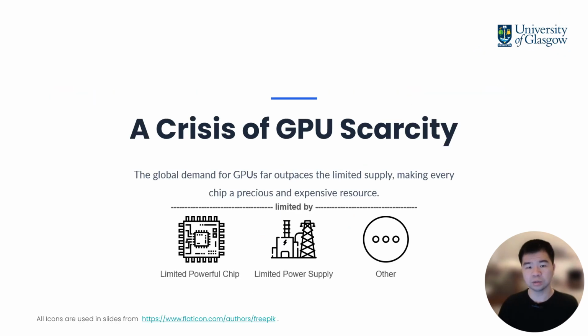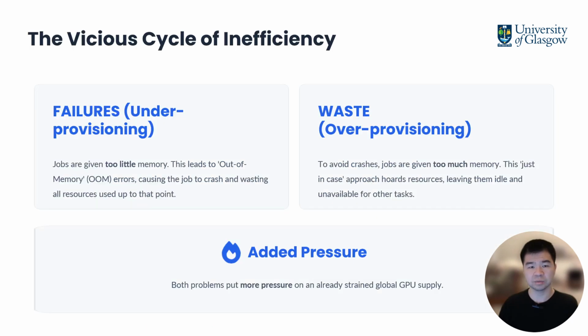As we all know, we are currently facing a critical shortage of GPUs. The global demand for those resources far outpaces the limited supply. And this supply crunch is driven by multiple factors, from physical chip supply to the massive power requirements of data centers. As a result, GPUs have become a pressured and scarce resource.